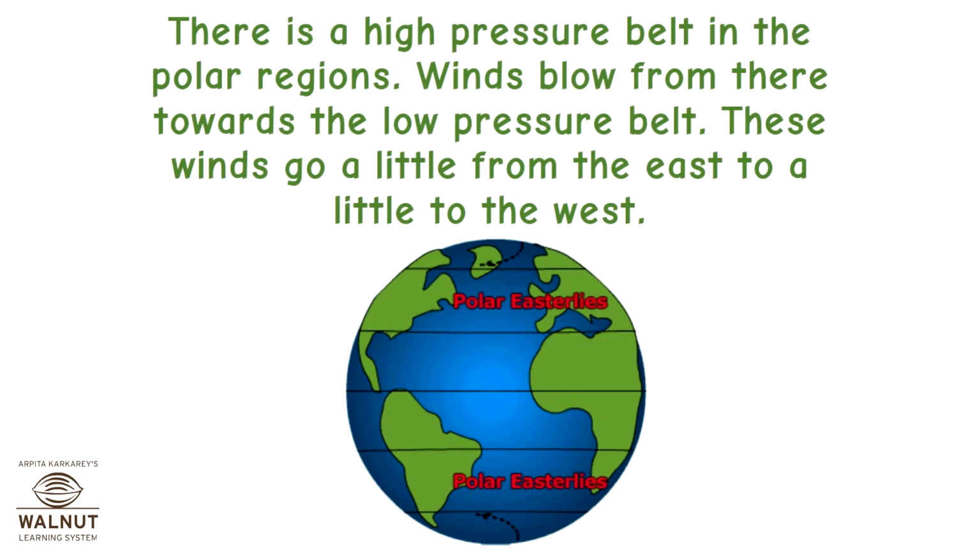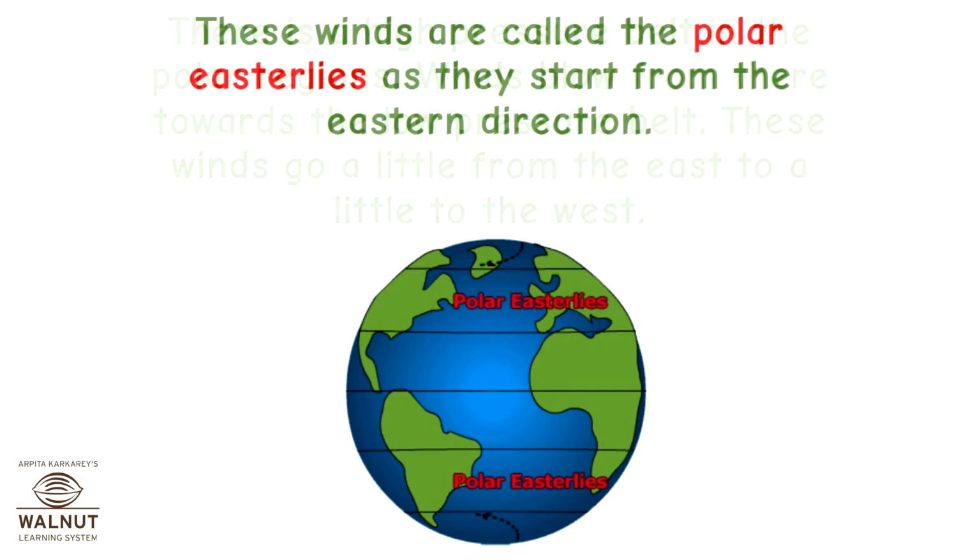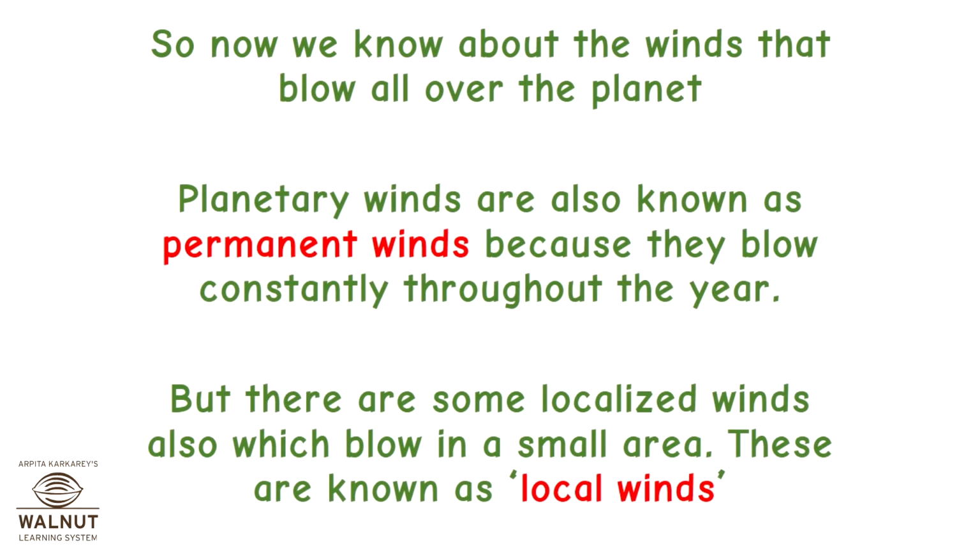There is a high pressure belt in the polar regions. Winds blow from there towards the low pressure belt. These winds go a little from the east to a little to the west. These winds are called the polar easterlies as they start from the eastern direction. So now we know about the winds that blow all over the planet.